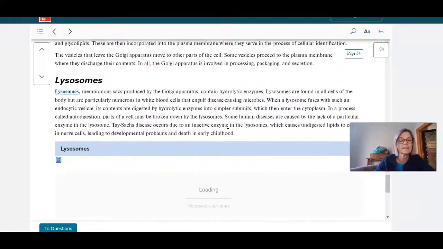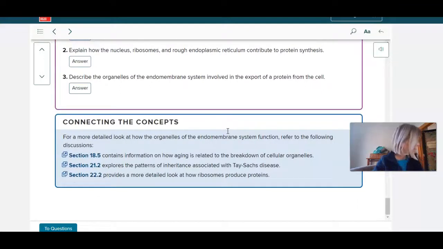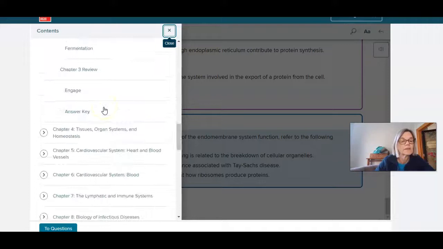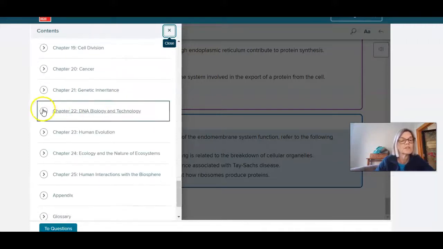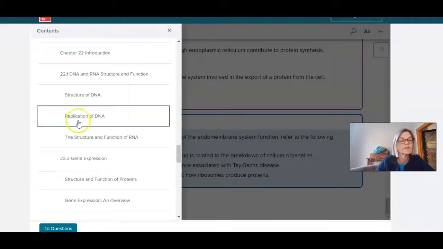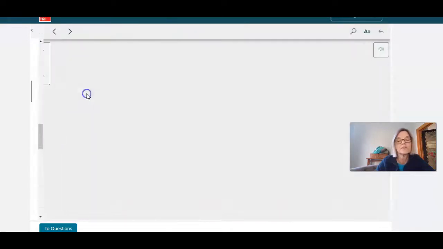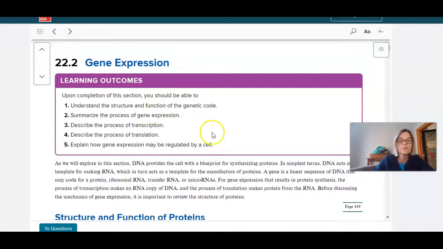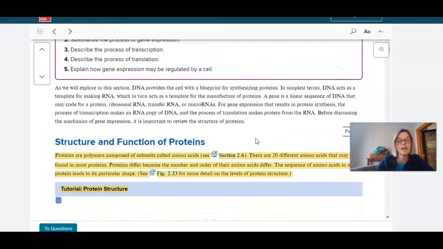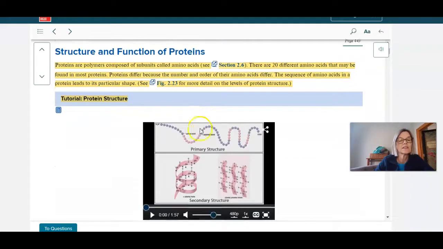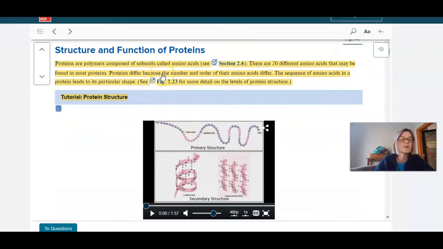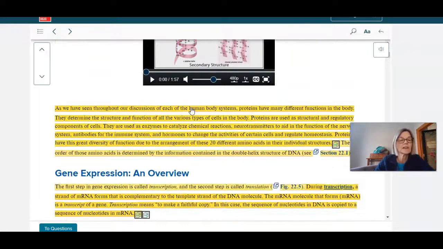I think that's it. So now if I look back on the lecture study guide, my next section is 22.2. So I'm going to go back up here and find chapter 22 and section 22.2, gene expression. We're going to build on what we've been talking about with proteins and DNA and RNA. It goes into some detail here and reviews the structure of proteins, so you can look at that one more time.